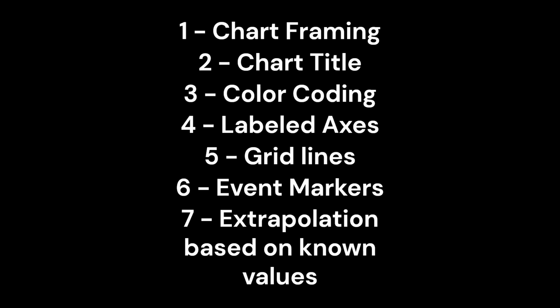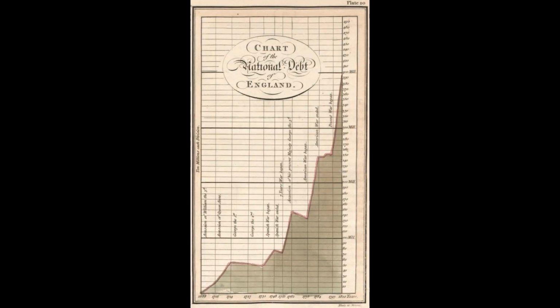On top of these 7 things, Playfair also used this chart to tell a story. This is an element of chart making that is still highly relevant to data scientists. Without a narrative, getting people to care about just the data alone can be very challenging. Here, the story is clearly that wars increase the debt, with longer conflicts making things worse.